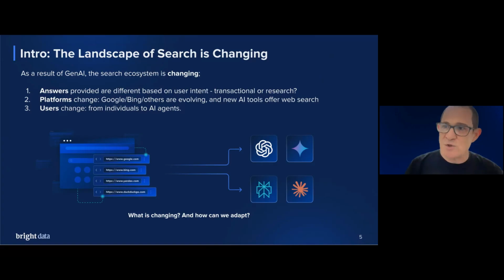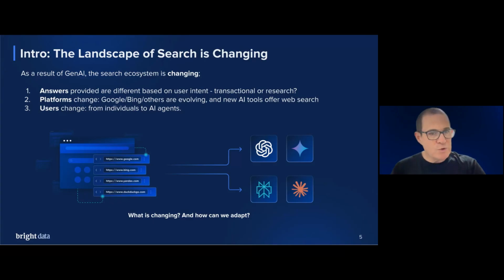So with that said, let's talk about the landscape of search and how it's changing now that we have Gen AI all over the place. So a few things are changing. The answers are changing, the platforms are changing, and the users are changing. The answers are changing because users are asking different types of questions. Before, maybe they asked short questions with a few words, transactional kind of queries, and now they're going much deeper. So the answers are changing, and we're going to see how.